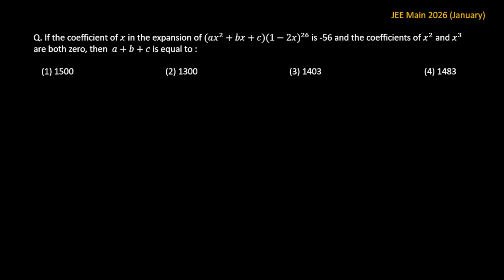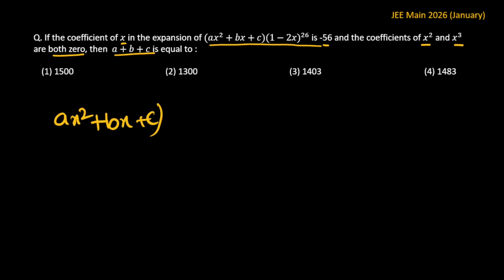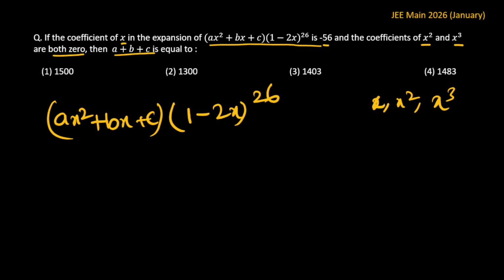In the question, it is given that the coefficient of x is minus 56, and the coefficients of x square and x cube are both 0. Then find the value of a plus b plus c. Now write the expression clearly: (ax square plus bx plus c) into (1 minus 2x) power 26. So we find the coefficient of x, x square and x cube of this expression.